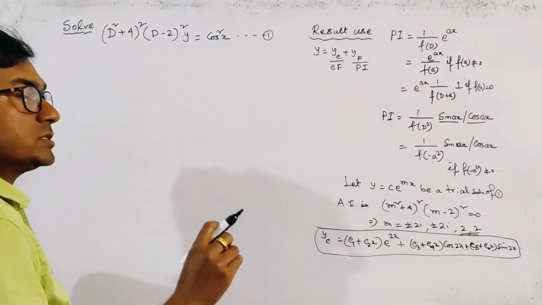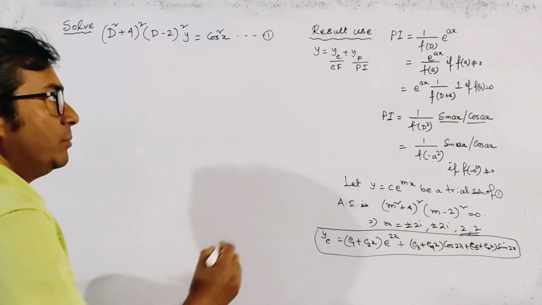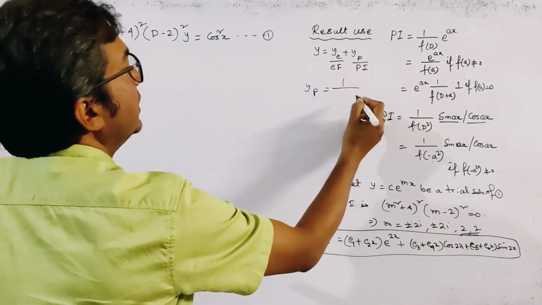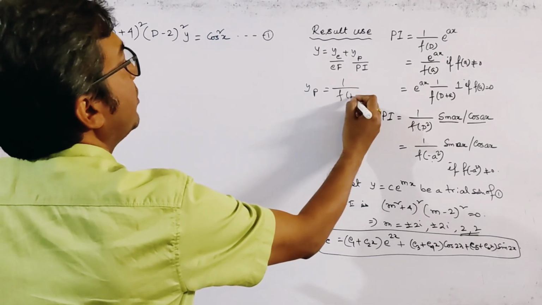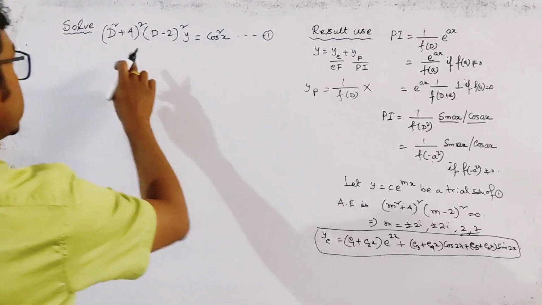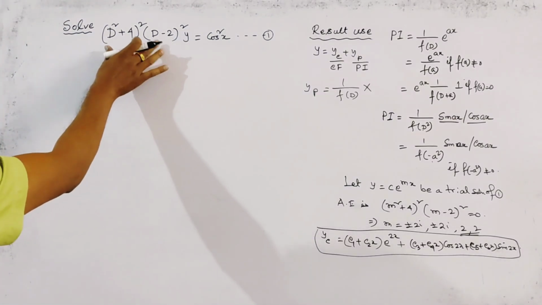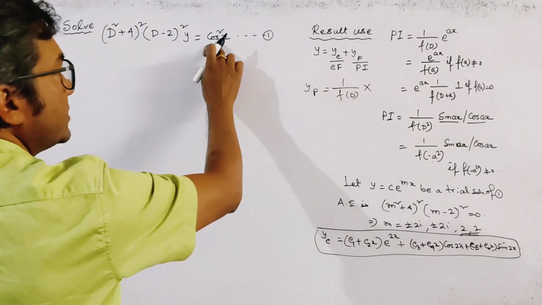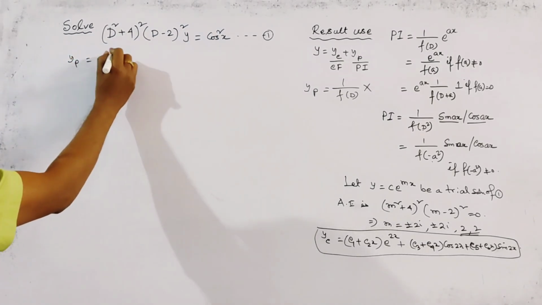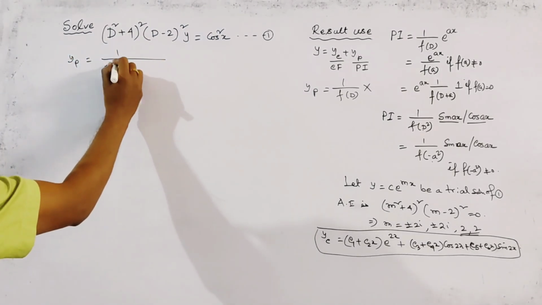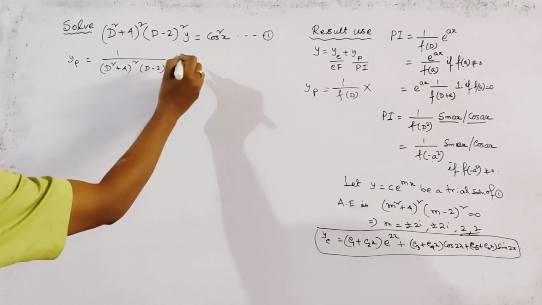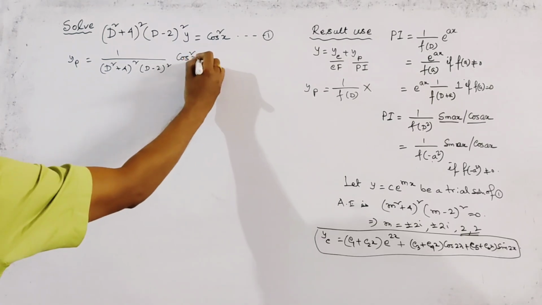Now we discuss the particular integral. The particular integral yp is defined by 1 by f of d into X. Here f of d means the function of d, and X means the right hand side expression. So we write here yp equal to 1 by d square plus 4 whole square into d minus 2 whole square into cos square x.